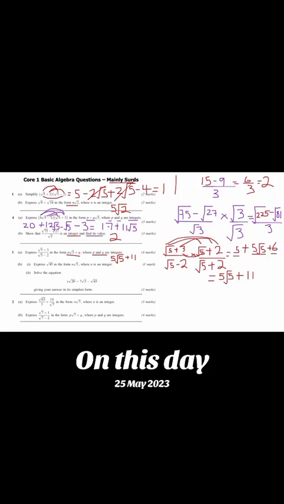Okay, part B, part I, guys, express root 45 in the form n root 5. So it's simplifying surds. Again, it's finding the highest square number factor that goes into it.